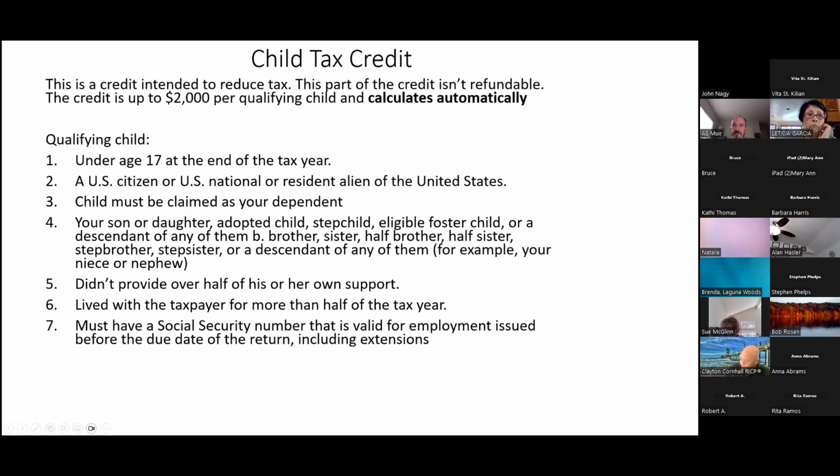Okay. Okay, then let's jump into the child tax credit. And the good thing about the child tax credit, as it says at the very top, this is going to calculate automatically in your software. All you're going to do is you're going to indicate the dependent.